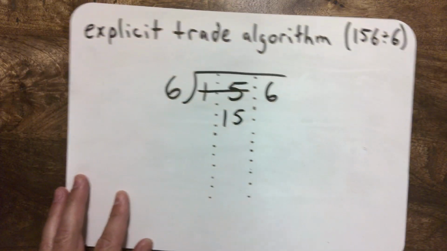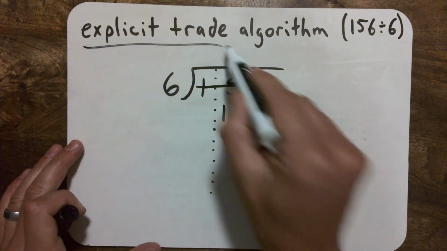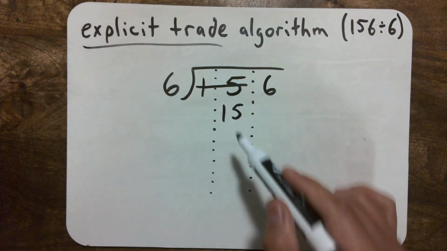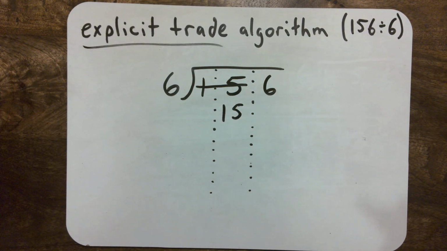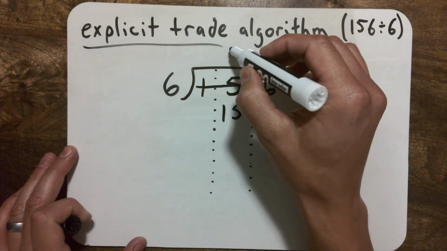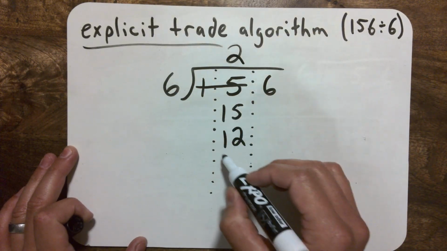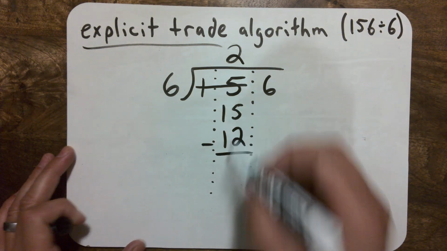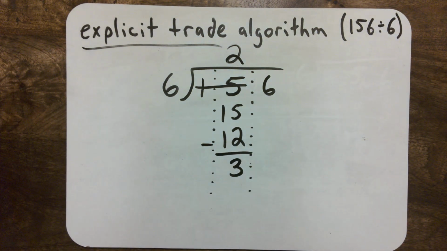Okay, so this explicit trade algorithm follows the exact same steps as the standard algorithm, but the reason it's called explicit trade is that it makes the trade more explicit by crossing it out and rewriting the 15 in that tens column, just to highlight that as tens. Then what I did was I put 2 tens into each group. That means that I took 12 tens away, and then I had 3 tens remaining.